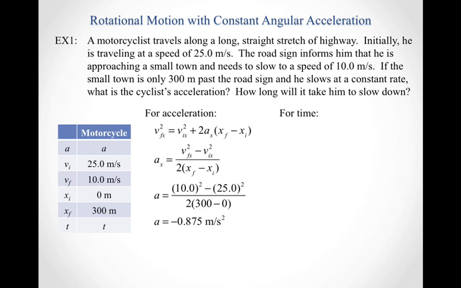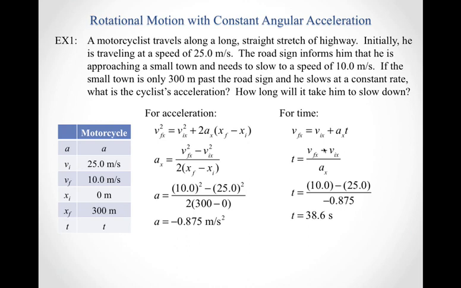Now that I know the acceleration, to solve for time, I could use either of my time functions. Of course, the one for velocity is linear rather than quadratic, so it's just easier to deal with. So I can take my velocity function, solve that for time, plug in my values, and I get the time as 38.6 seconds. So this was our process for working a one-dimensional kinematics problem with translational motion.